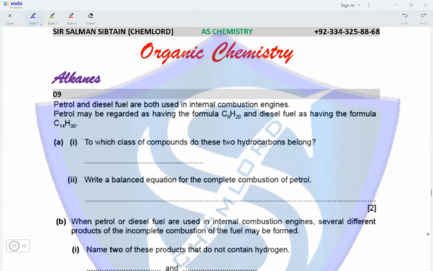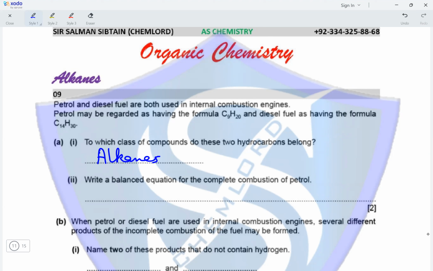Question 9. Petrol and diesel fuel are both used in internal combustion engines. Petrol may be regarded as having the formula C9H20 and diesel fuel as having the formula C14H30. To which class of compounds do these two hydrocarbons belong? So they belong to the class of compounds called alkanes.